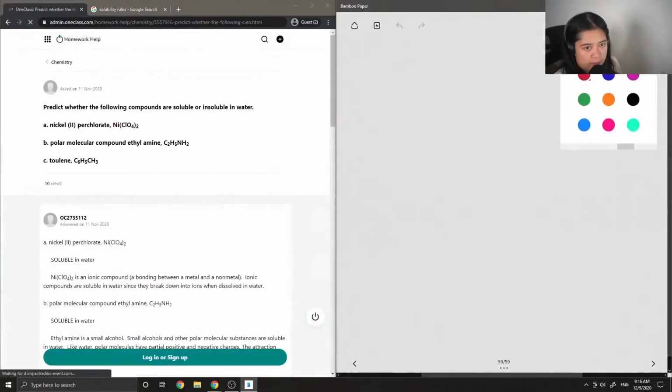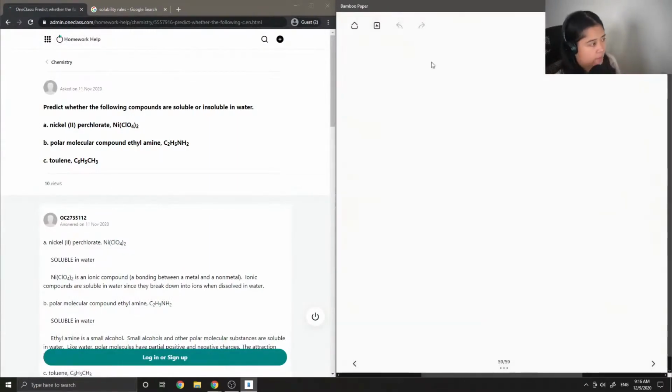Okay, so on to question number 5. Predict whether the following compounds are soluble or insoluble in water.